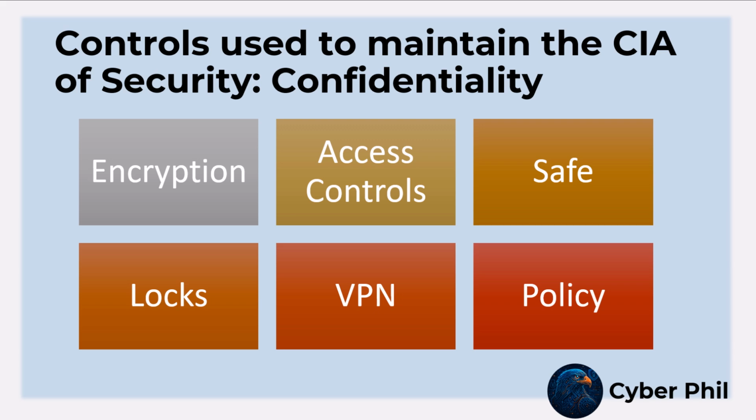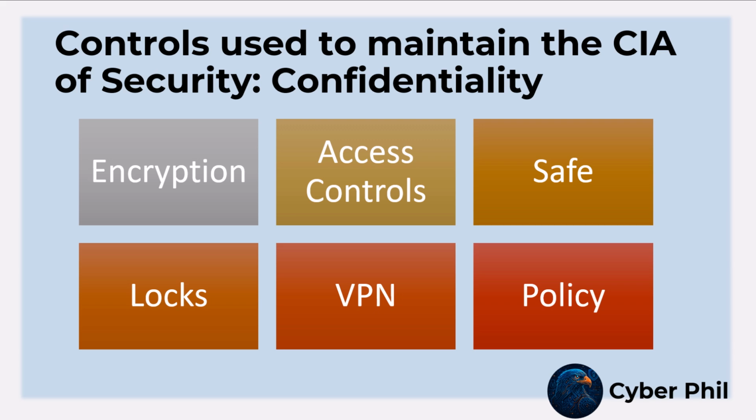You may have a physical control such as a safe or a lock, technical controls such as virtual private networks that encrypt data as it moves across a public network. And then underpinning all of this, we will have our procedural controls in the form of a security policy.